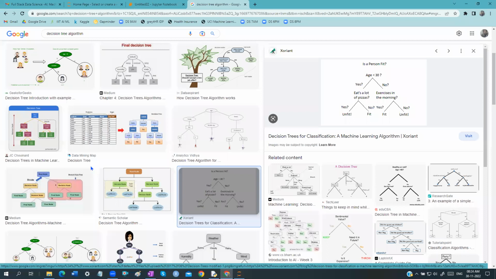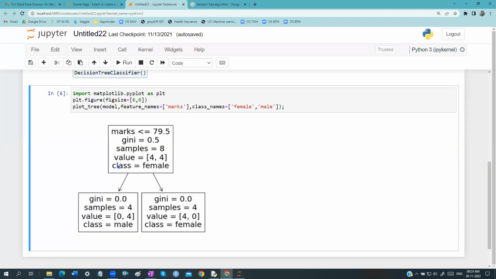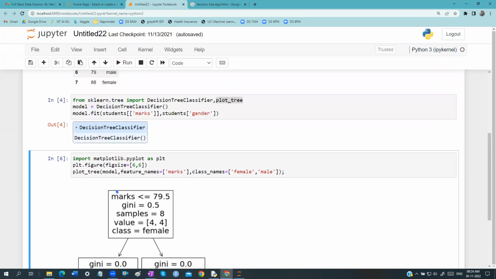Observe carefully, guys. I didn't write any logic for this. This logic is decided by the machine. The machine has told me that you gave it the data. Just see how simple it was. Nowhere did I write any logic.